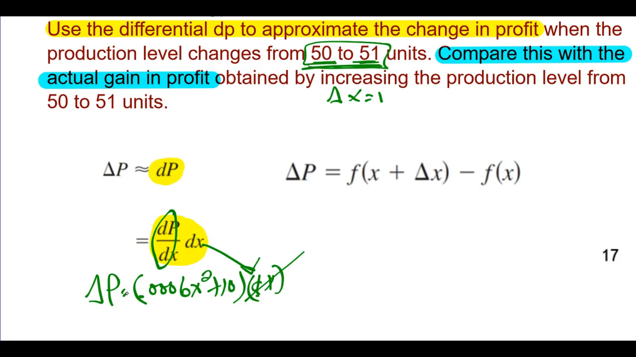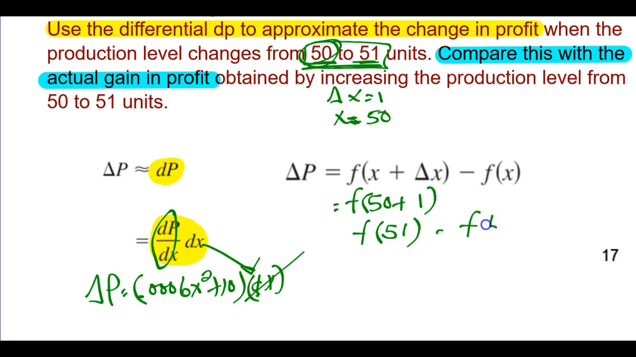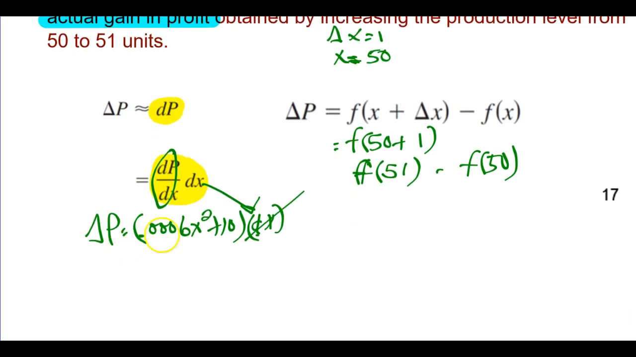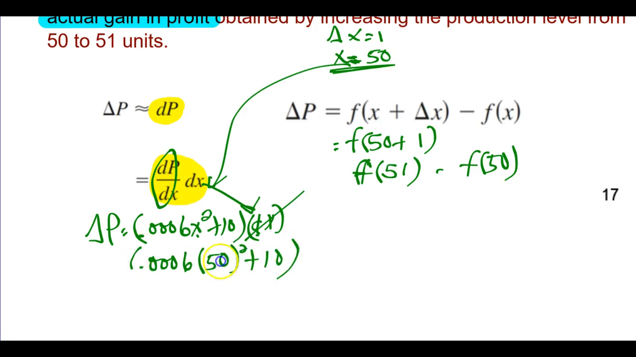But let's plug in our x value of 50. So x is starting at 50, and then this is f of 50 plus 1. So this is f of the 51 units minus the f of the 50 units. We'll see if we can do that in a moment. Let's go back over here, and remember, x is 50. So let's plug in the x: 0.0006 times 50 squared plus 10, and if you want to say times 1, you can. So I think this turns out to be $11.50.